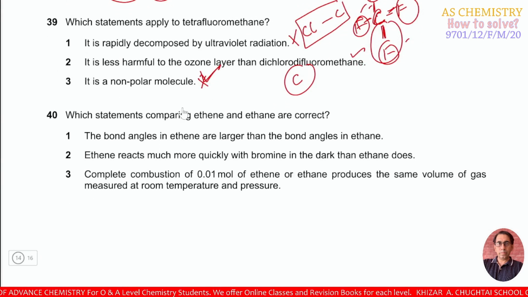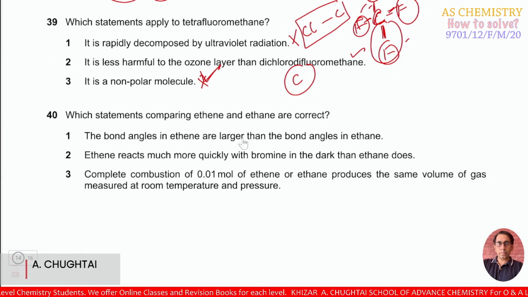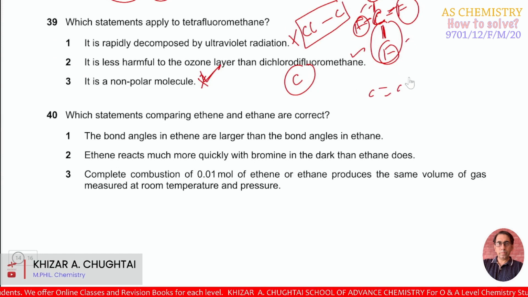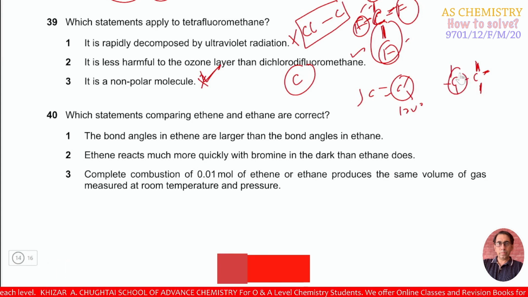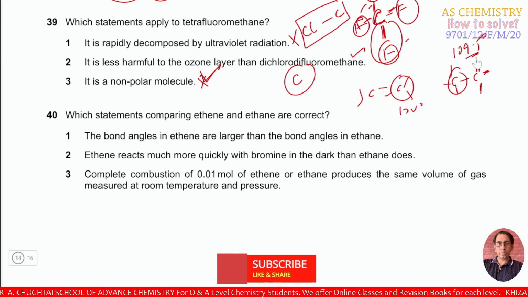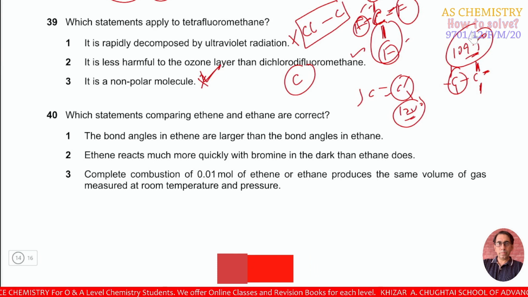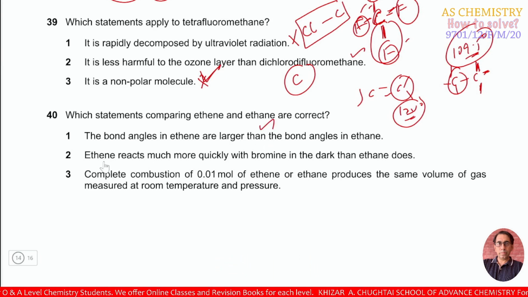Question number 40. Which statements comparing ethene and ethane are correct? Bond angles in ethene are larger than bond angles in ethane. In ethene, the bond angle is equal to 120 degrees. In ethane, the bond angle is equal to 109.5 degrees. It's 120 degrees versus 109.5 degrees, so yes, it is larger, it is true. Ethene reacts much more quickly with bromine in the dark than ethane does. Yes, this is the test of unsaturation, and in the dark, because of the presence of this pi bond, this double bond, it reacts with the bromine.